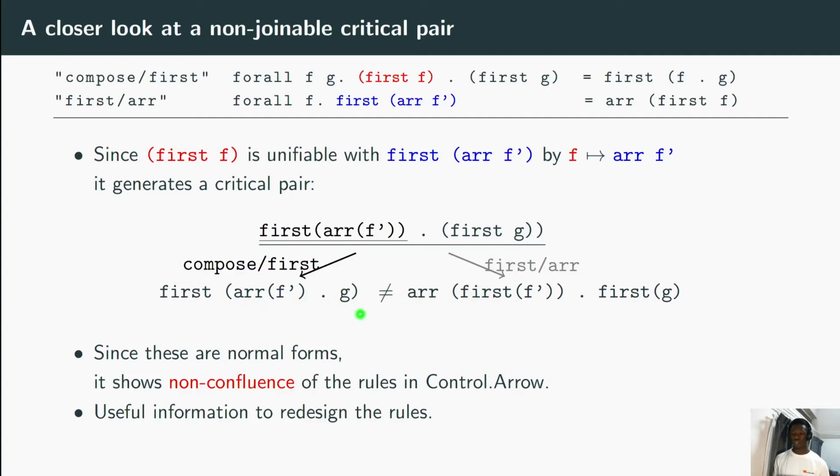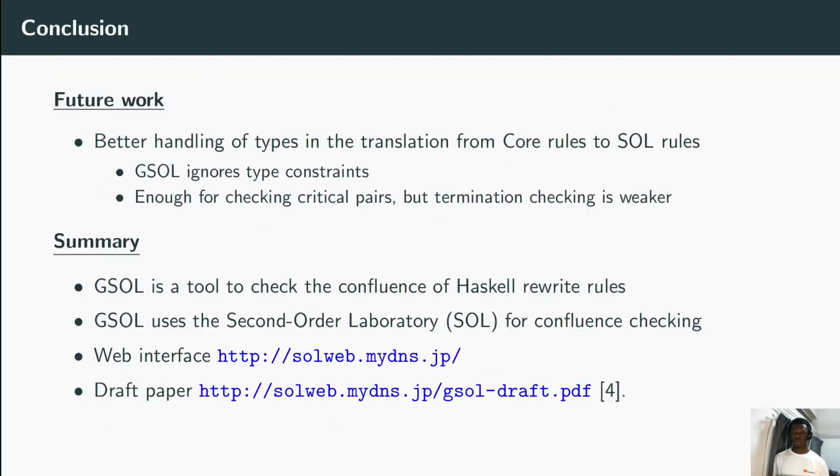expressions that are different and are in normal form. And so the rules in the library are not confluent. This is useful information to improve the design of the rules.